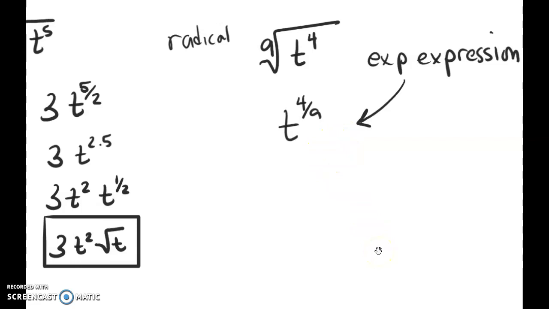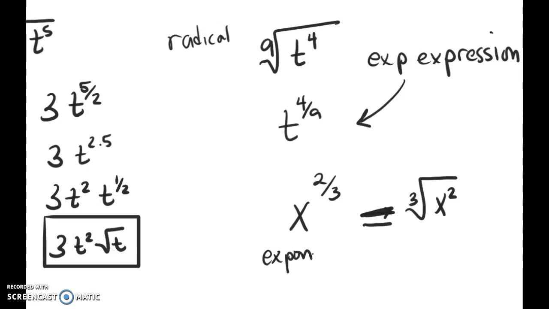And it goes the other way too, which is what I had started writing out. What if I have x to the 2/3 power, and I want to write it in radical form? So this is an exponential form. How can I write it in radical form? The denominator becomes the index. And so these are equal to each other. This is written in exponential form as an exponential expression, and this is written in radical form.